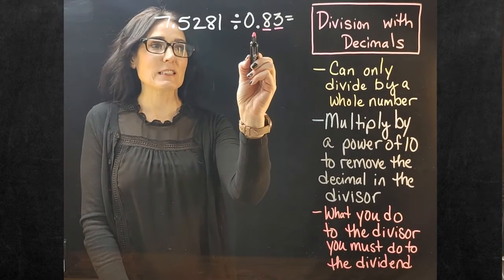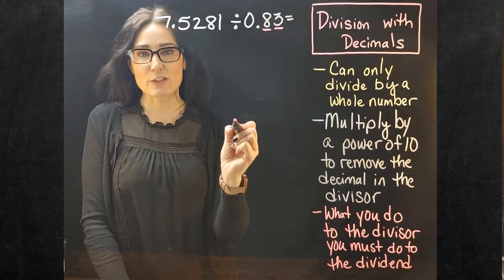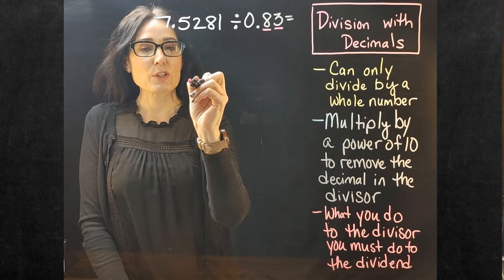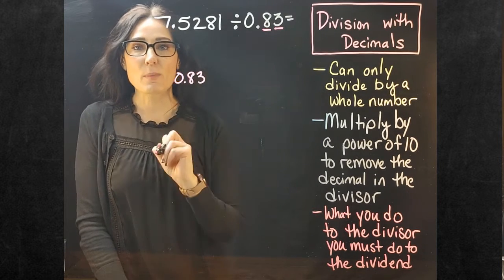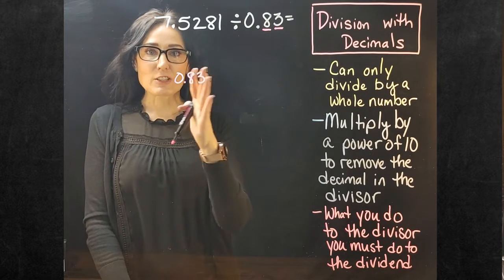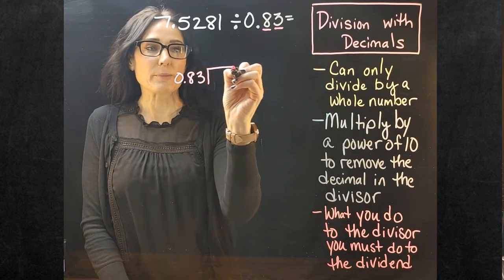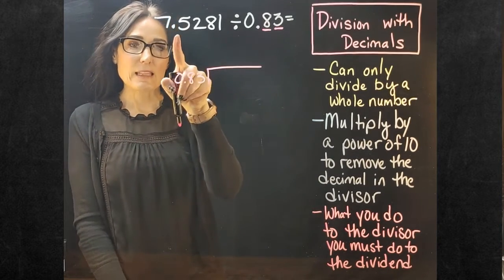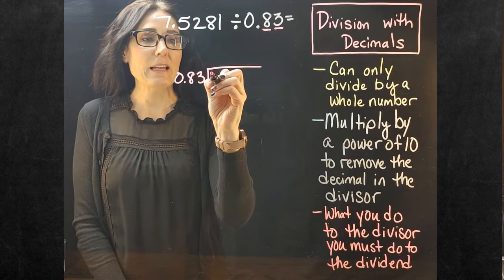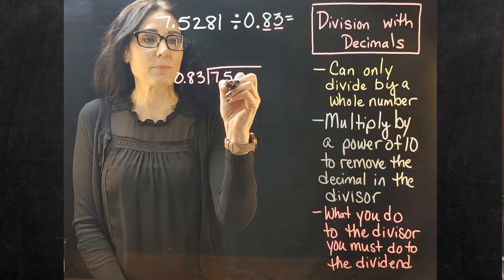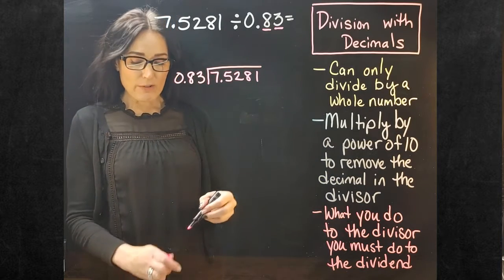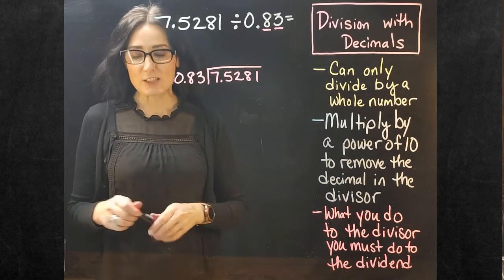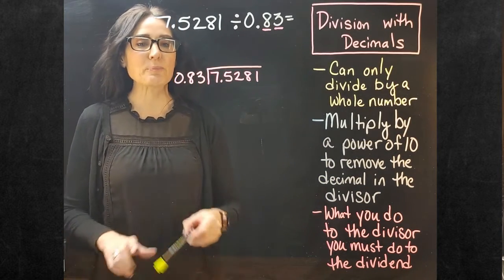So for starters, this number is my divisor. That is the number that's going to go on the outside of my division bar, okay? Then I'm going to take this number, which is our dividend. That number is going to go inside. Okay, so now we're ready to go ahead and get rid of this decimal here. That's the first thing we need to do.